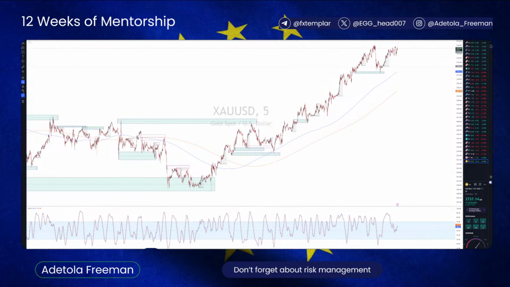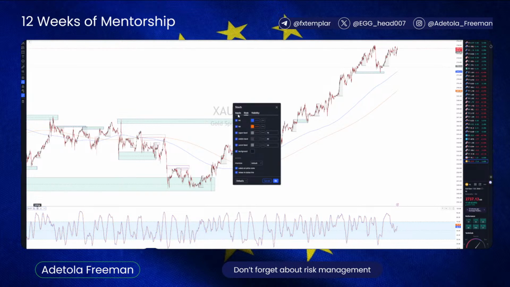For the values of the stochastics, remember I showed you that we're using 30, 30, and 8. So K length 30, K smoothing 30, D smoothing 8. Those are the figures for the stochastics, and the time frame, of course, is the 5 minutes time frame.